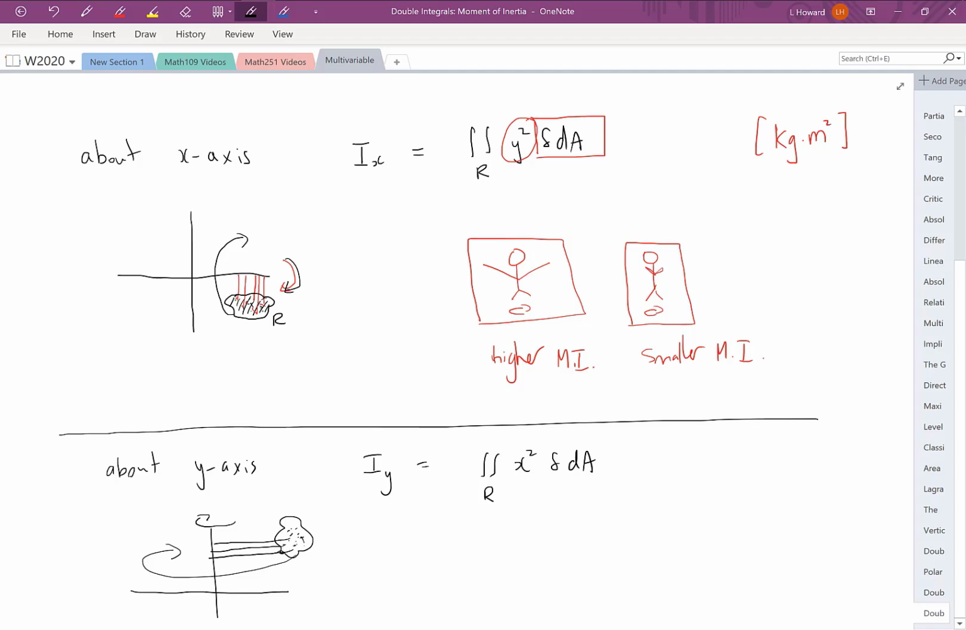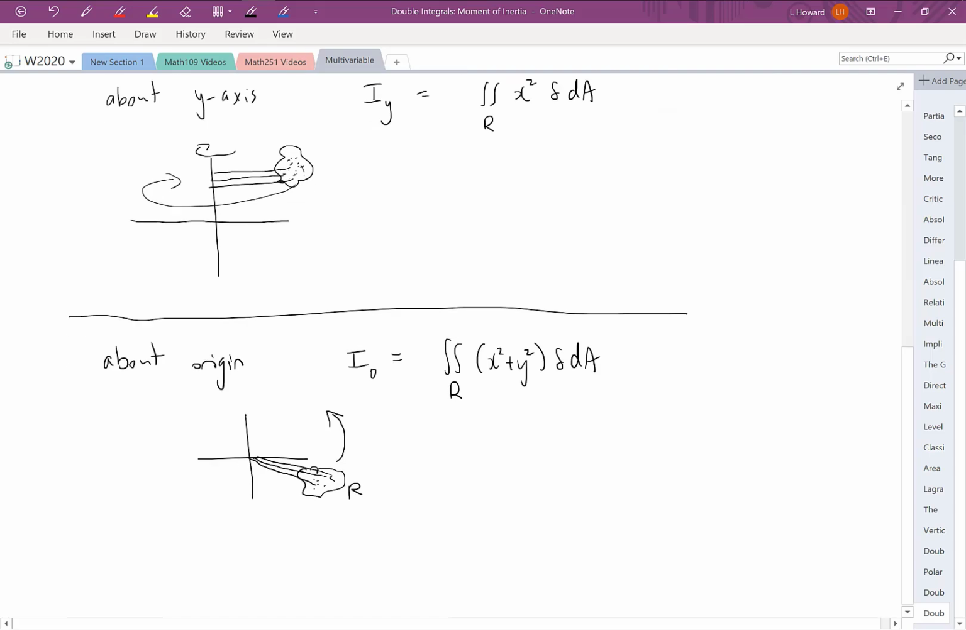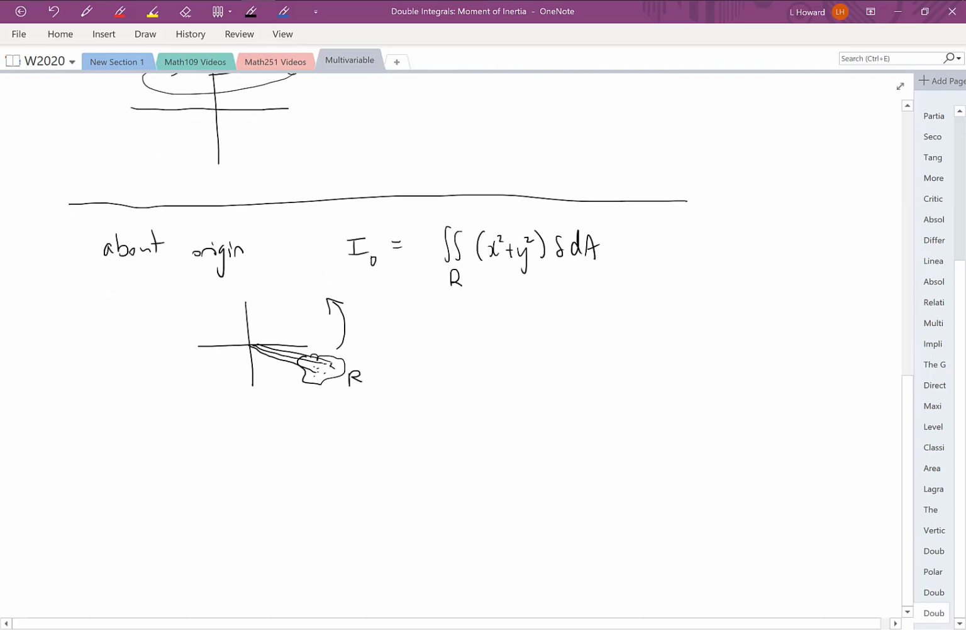So there we have our three formulas for I sub x, I sub y, and I sub 0. This I sub 0 is sometimes called the polar moment of inertia.